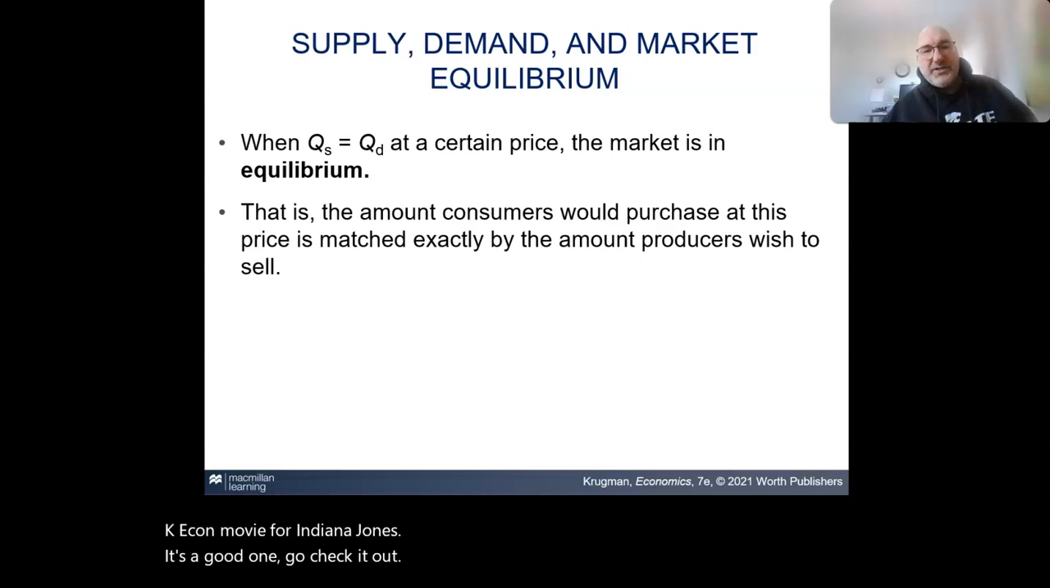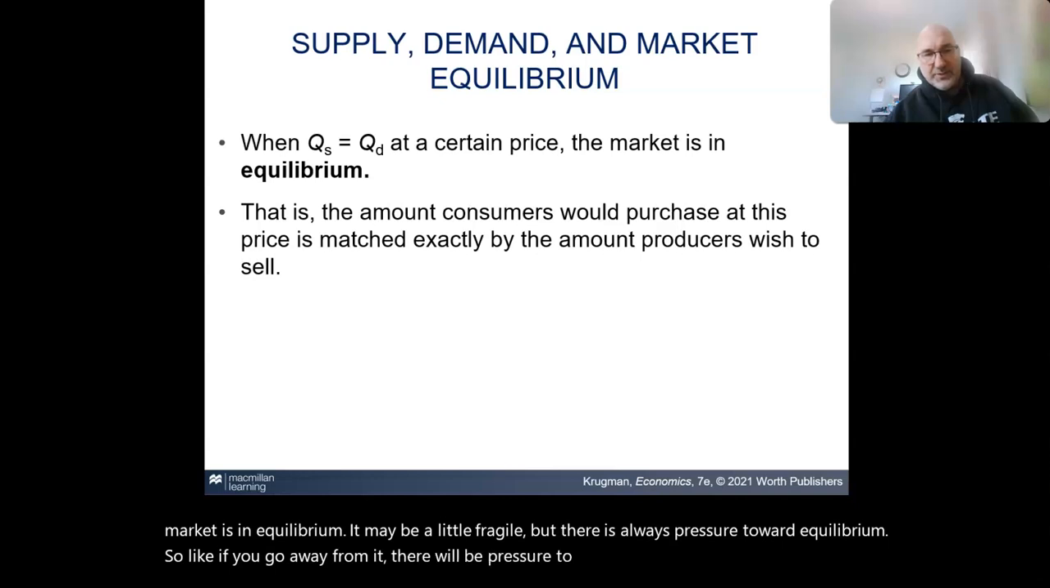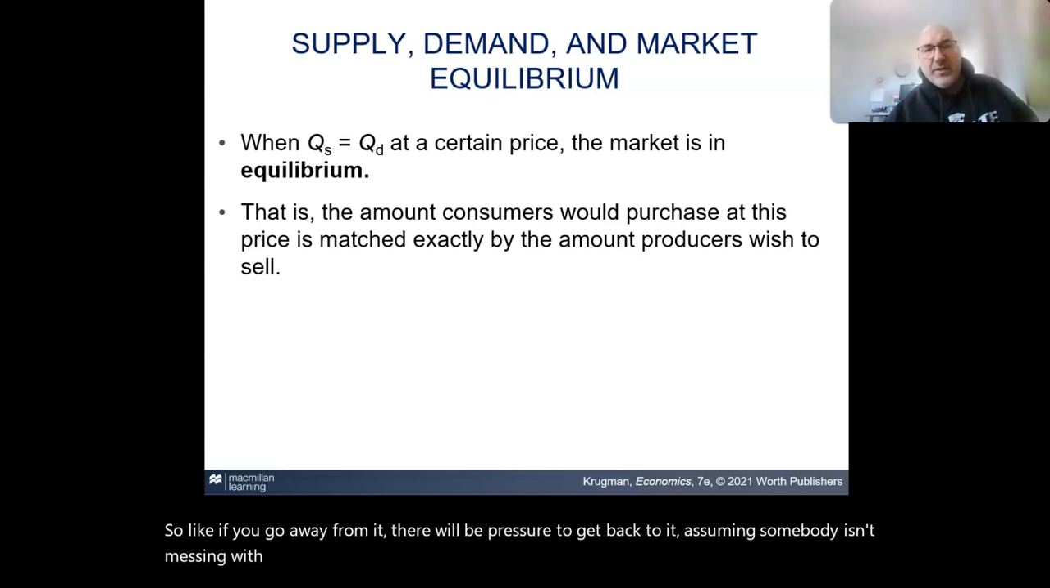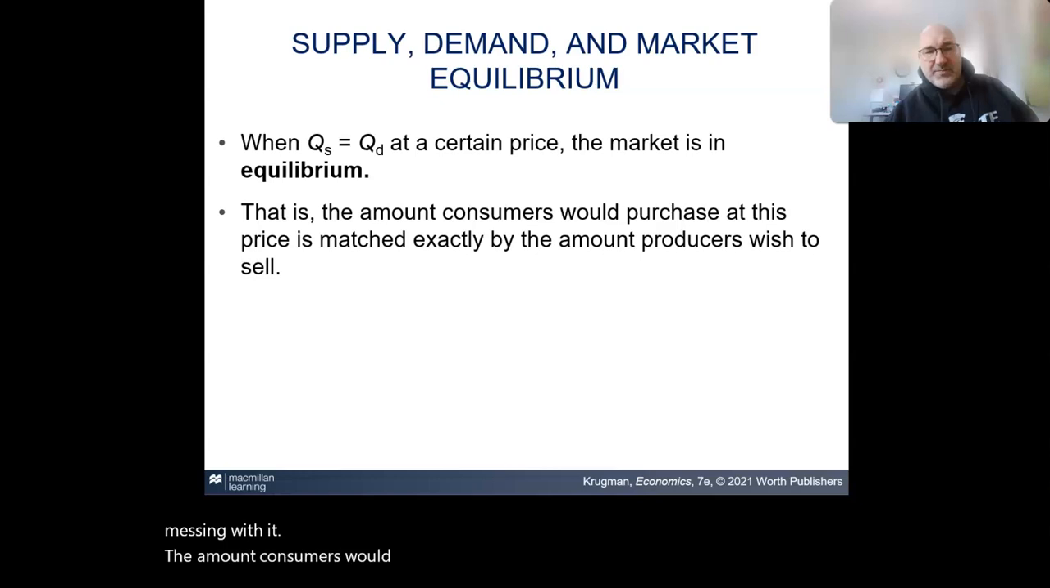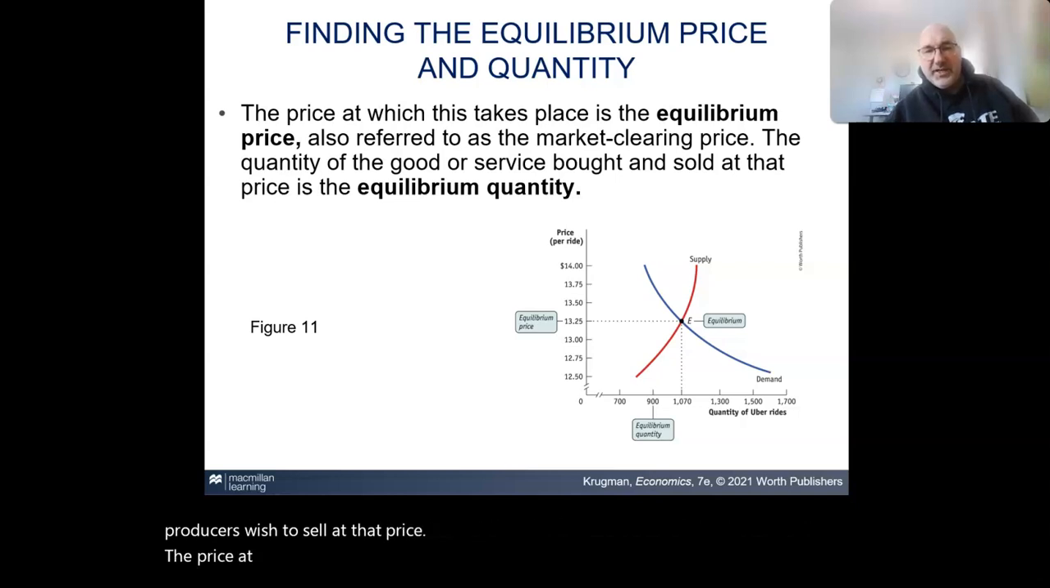Market equilibrium: when quantity supplied equals quantity demanded at a certain price, the market is in equilibrium. It may be a little fragile, but there is always pressure toward equilibrium. If you go away from it, there will be pressure to get back to it, assuming somebody isn't messing with it. The amount consumers would purchase at the price is matched exactly by the amount producers wish to sell at that price. The price at which that takes place is the equilibrium price, also known as the market clearing price. The quantity of the goods or service bought is the equilibrium quantity.